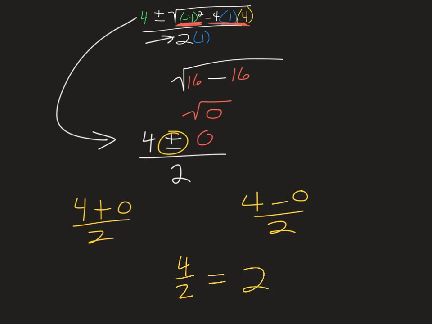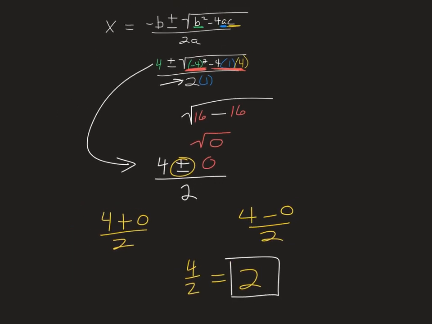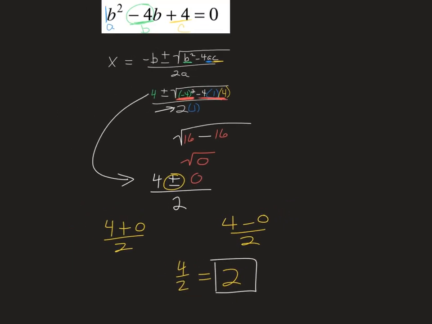So whenever you end up with a 0 underneath the square root symbol, underneath the radical, that just means that you only have one solution. So in real life, what that would mean is that if you had a parabola, it would be hitting the x-axis right at the vertex so that it would only hit it in one place, so it only has 1 zero.